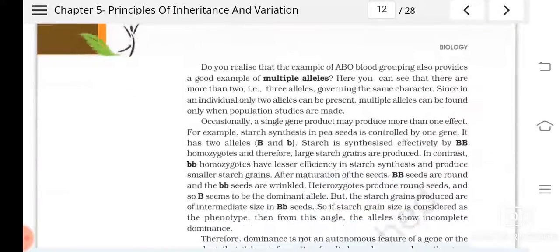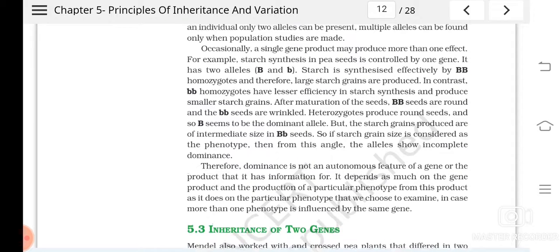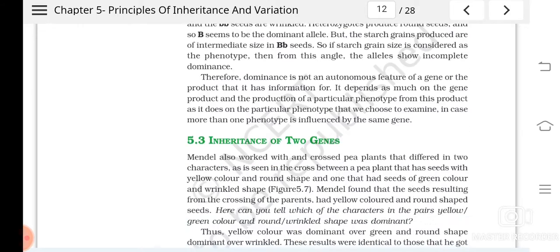Multiple allelism means here the alleles. According to Mendel, only two alleles control one character, or one gene will have two alleles. But in multiple allelism, more than two alleles will be there in a population. But in an individual, there will be only two alleles, isn't it?